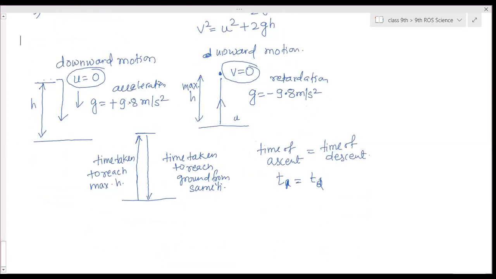Okay, so we will need to start the numericals based on free fall. So free fall we have learned. What are the things we have noted down? You have noted down for free fall numerical part. Ma'am, we only wrote the equations of motion for free fall.